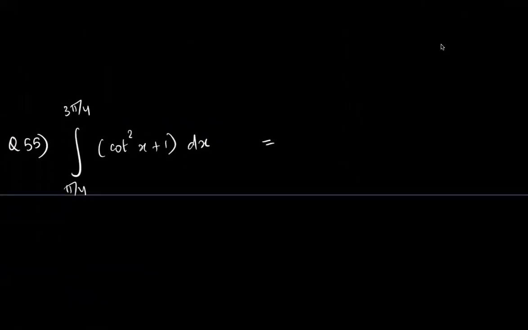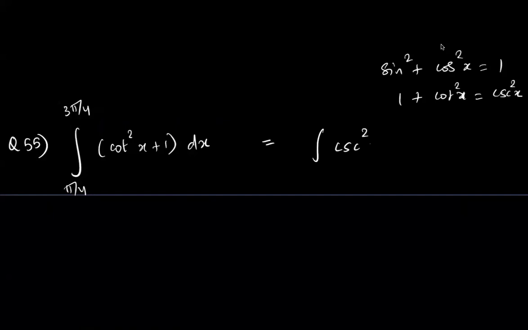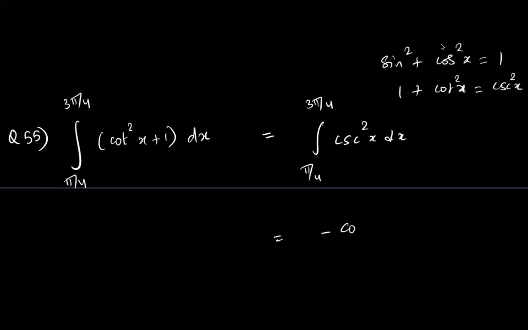Cotangent squared plus 1. So we had to use an identity here. If you see sine squared plus cosine squared is 1, and I divide by sine squared, I'll get 1 plus cotangent squared is cosecant squared. So this can be rewritten as cosecant squared x. Then the antiderivative of cosecant squared is negative cotangent x.